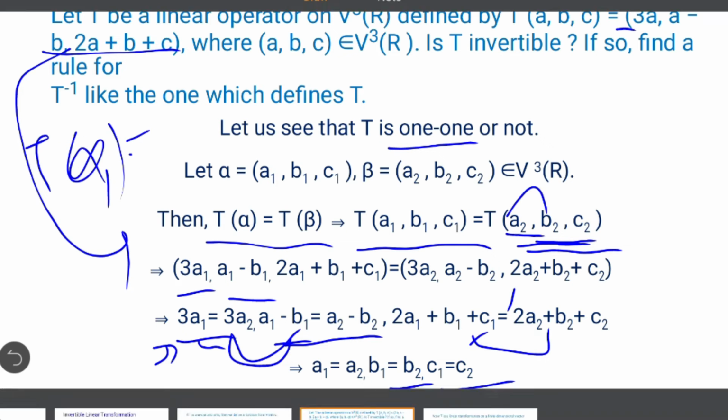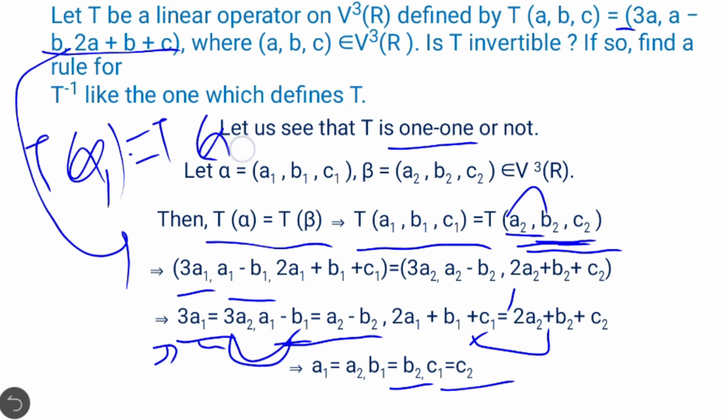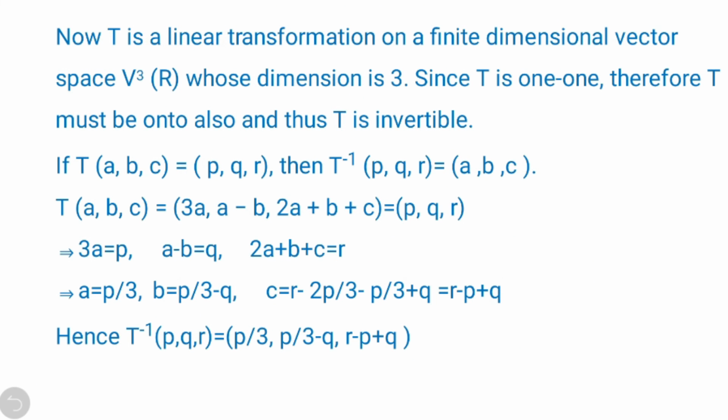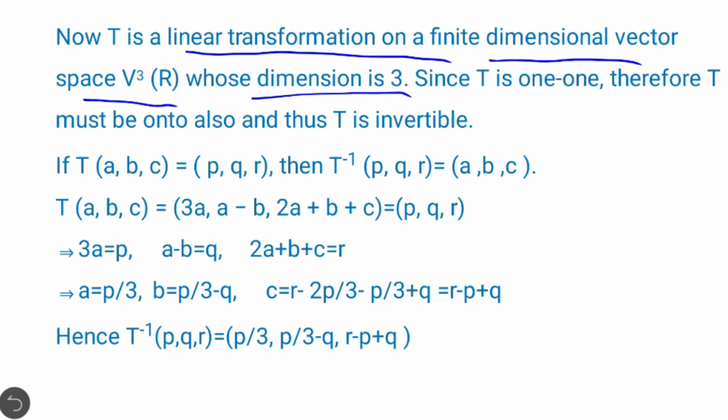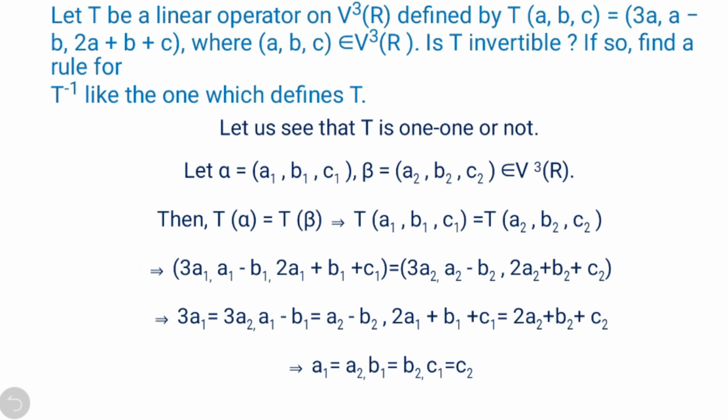What we have done is shown that if T alpha 1 equals T alpha 2, this implies that alpha 1 equals alpha 2. That's why the given function is 1-1. Now check whether the given function is onto or not. T is a linear transformation on the finite dimensional vector space V3(R) whose dimension is 3. Since T is 1-1, T must be onto. If T is 1-1 and onto, then T is invertible, and this gives the answer to the first question, that T is invertible.